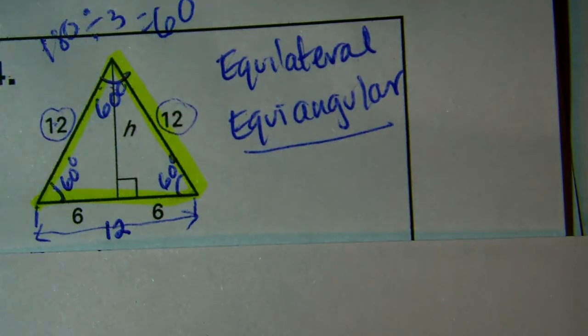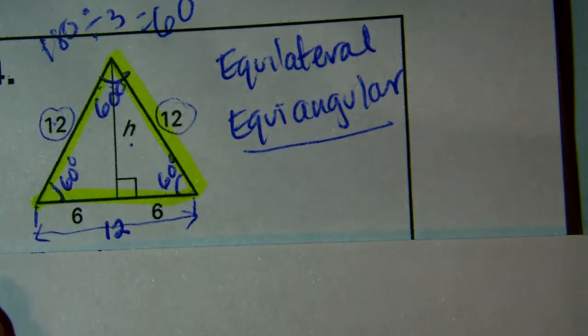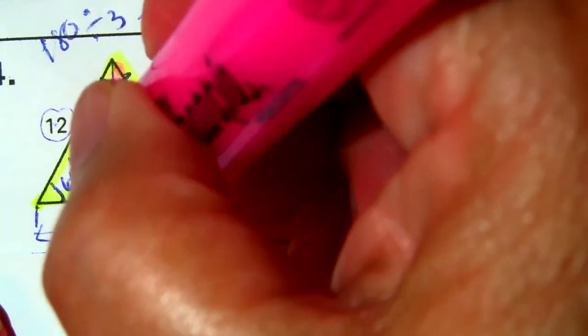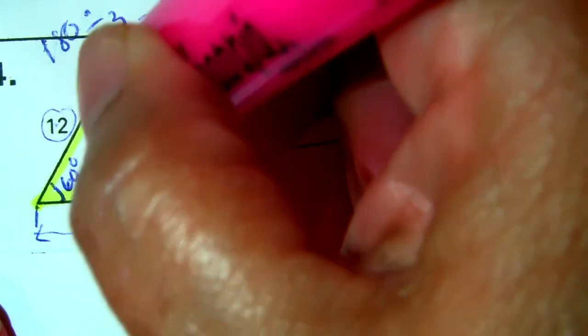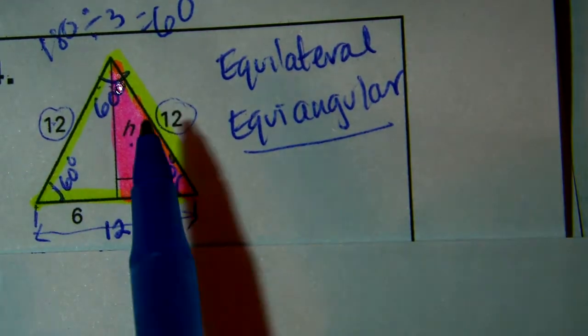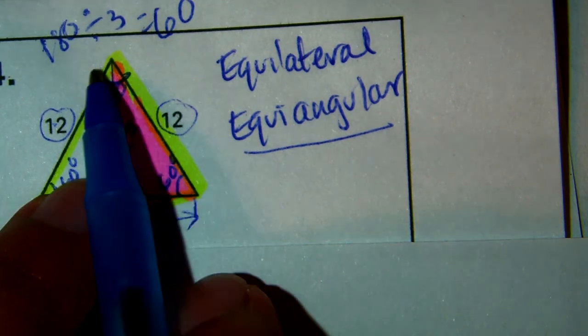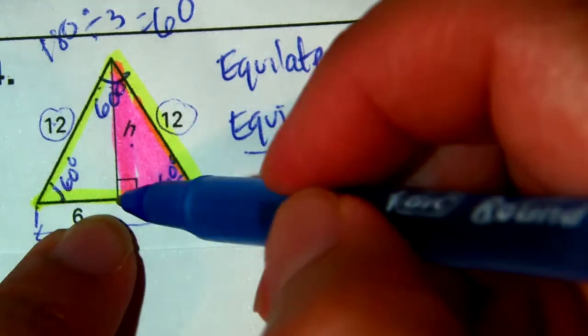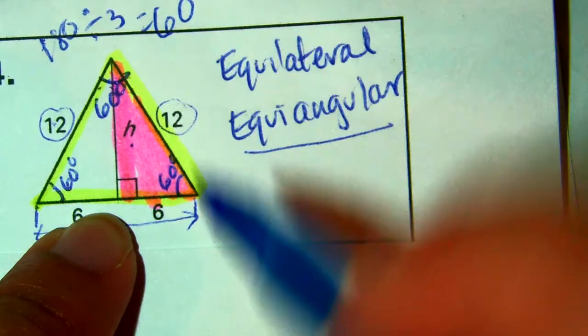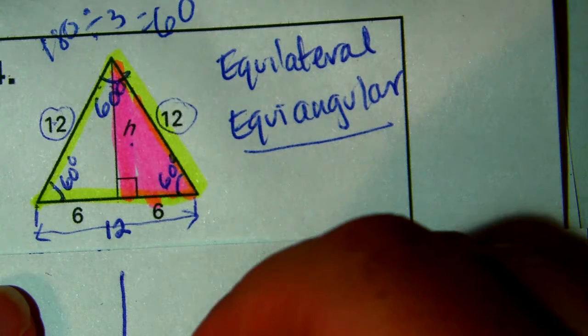degrees. But then you're looking for h, the height. So I'm going to highlight this part of the triangle. Okay, and we're working with half of the triangle. Now this angle measures 90, this angle measures 60, and look what happened to this angle of 60. It was divided into 2 parts. You see that? So now I'm going to draw this triangle right here.